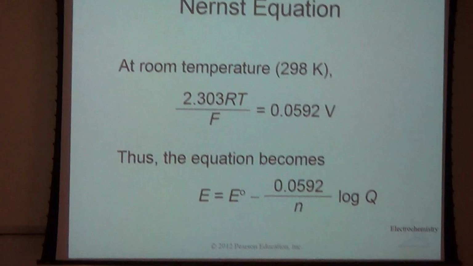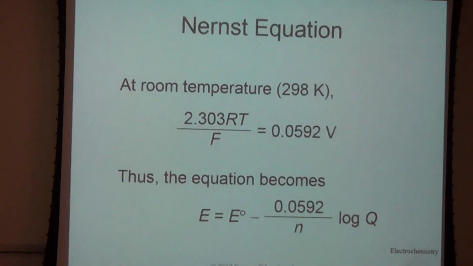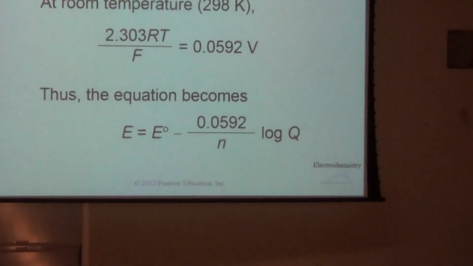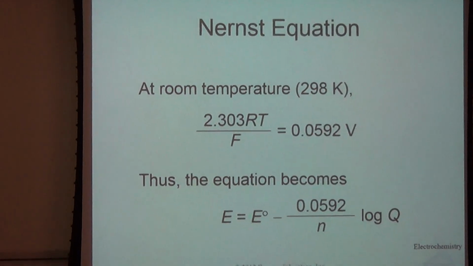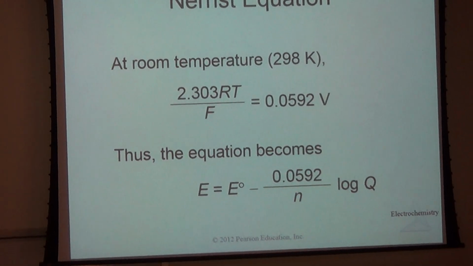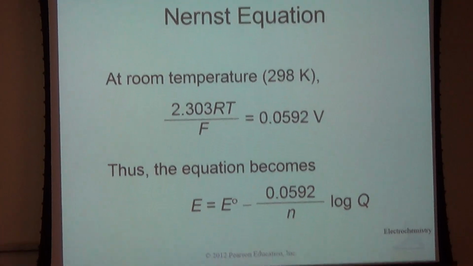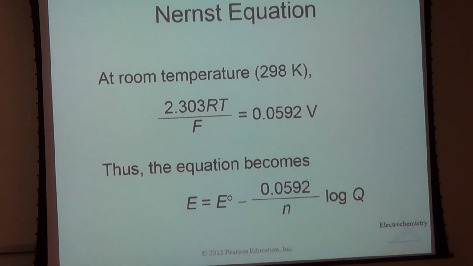So again, why would we care about this? Why do we care about finding things under non-standard conditions? If we're finding membrane potentials across a cell membrane, do you think that all the concentrations are at 1 molar? No, of course not, right? Do you think that the temperature is always going to be 25 degrees Celsius? No, of course not.